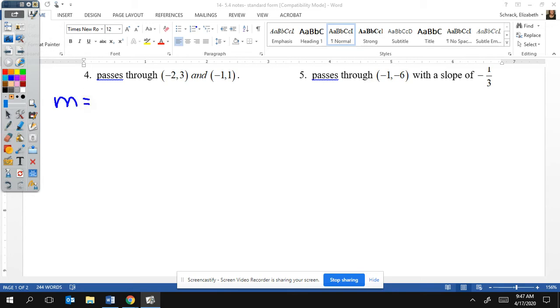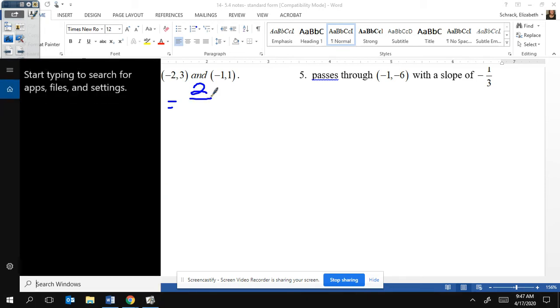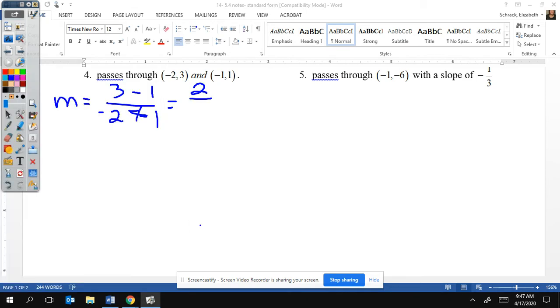So m equals 3 on top, -2 on the bottom, 1, -1. These two negatives become a positive. 3 minus 1 is 2. -2 plus 1: signs are different, so subtract and take the sign of the bigger number. And 2 over -1 reduces to -2. We know that our m equals -2.